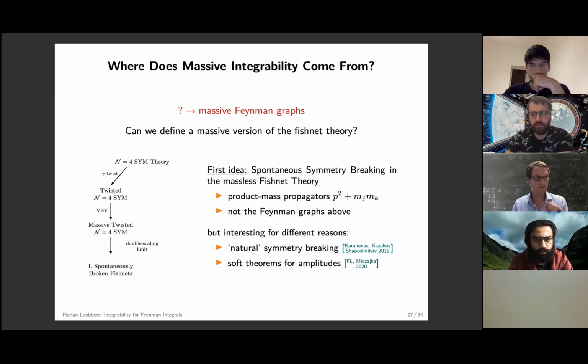But you also need the selection rule for this tiling thing, right? So whatever this underlying theory is, it should also select this particular graph. Exactly, yes, that's true.